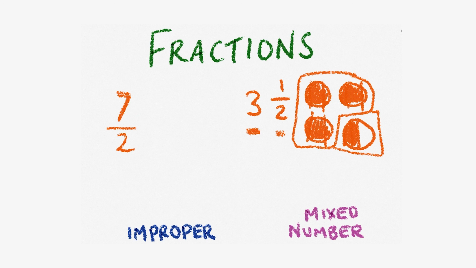To recap that again, an improper fraction has the numerator larger than the denominator, and a mixed number fraction has a whole number as well as a smaller fraction. I hope that covers the difference between improper and mixed number fractions.